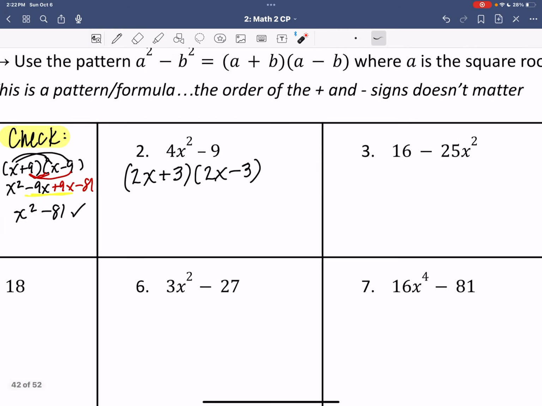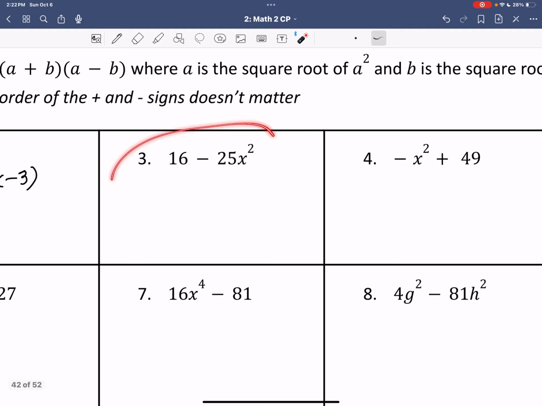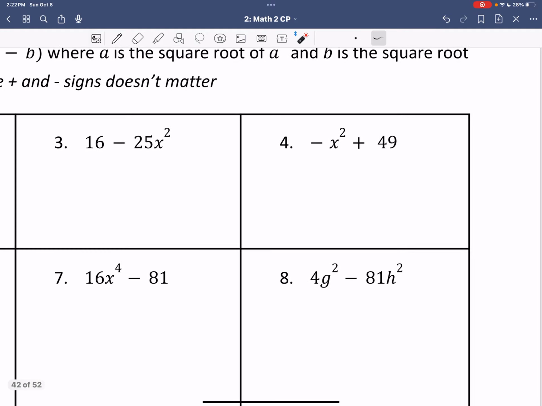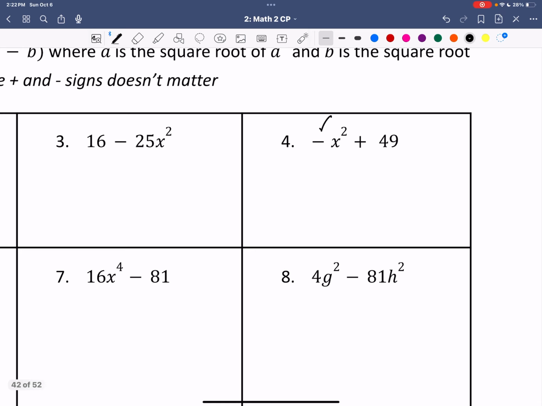So let's look at number 4. You're going to do that one. Let's look at number 4 real quick. Notice this negative right here. That negative is kind of throwing things off. So when you have this negative, what you're going to do is you're actually going to factor out, and I'll write this in black.